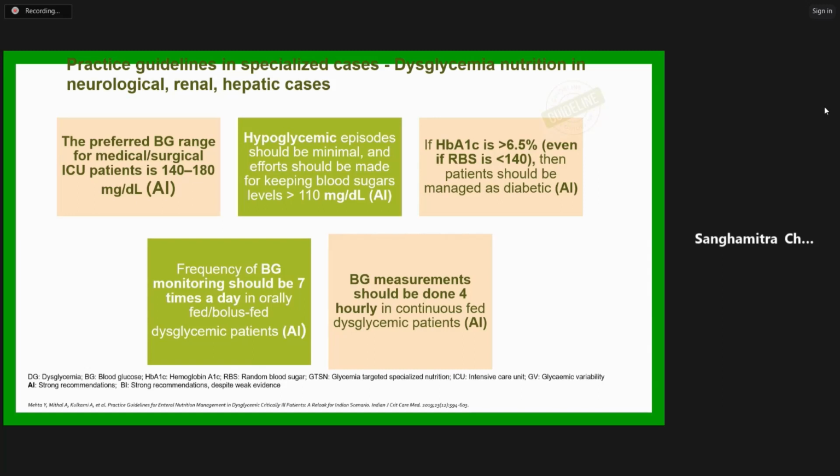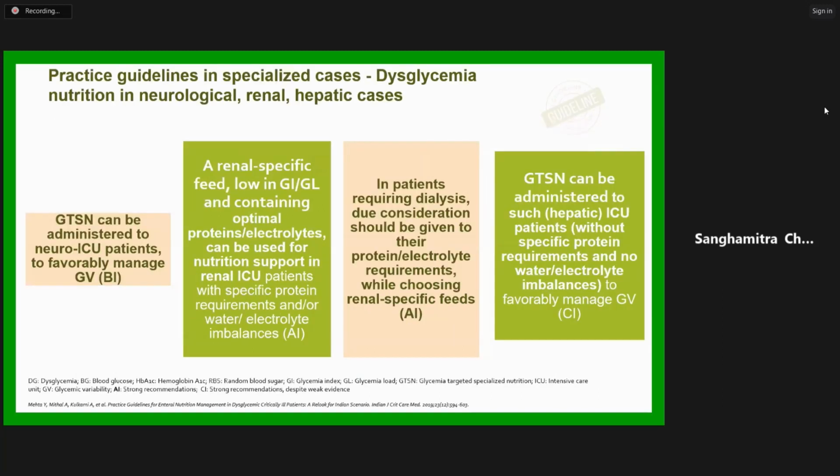The blood sugar measurements should be done every 4 hours in continuously fed dysglycemic patients. The frequency of blood sugar monitoring should be 7 times a day in orally or bolus fed patients, because if we are feeding the patient continuously, the probability of the sugars being under control is higher. So we can do the measurements every 4 hours. But if we are giving bolus feed or the patient is on an irregular diet pattern, it is all the more important that we do the sugars more frequently. Next slide.